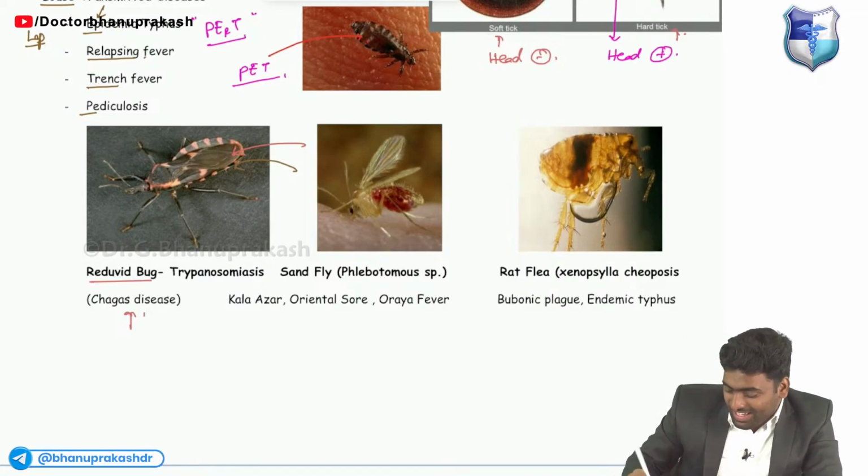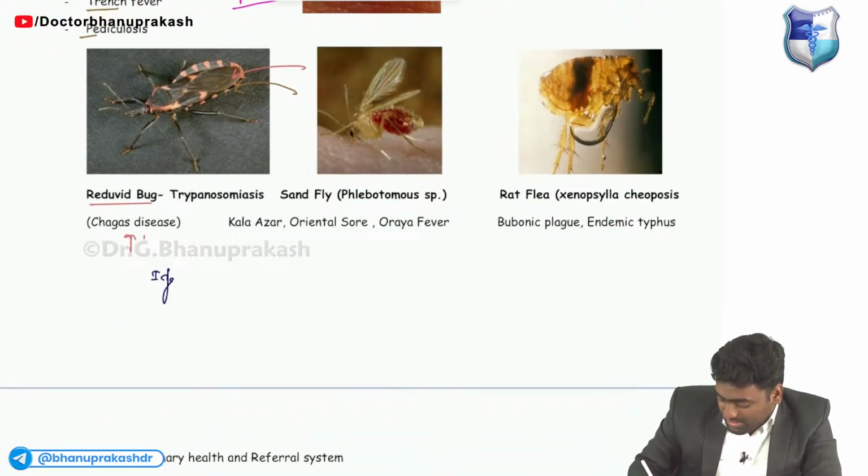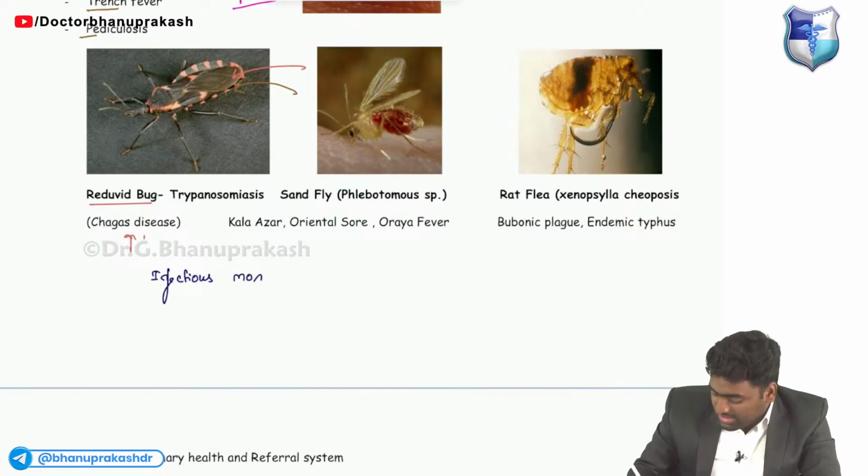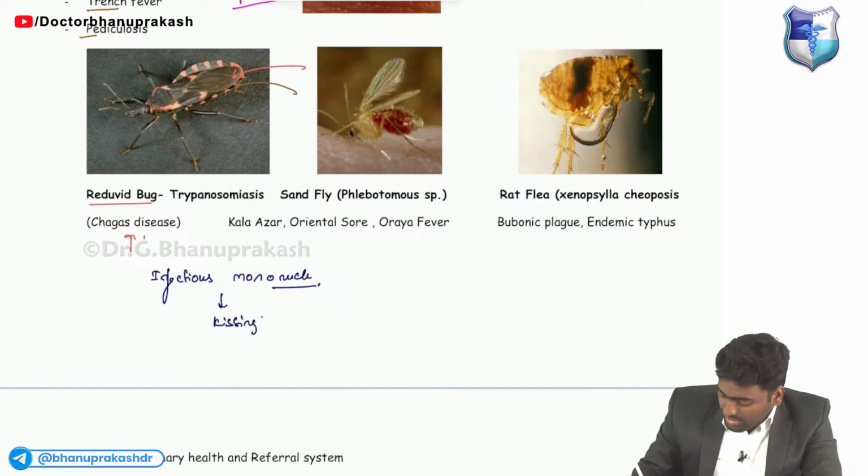It is infectious mononucleosis. By this abbreviation, we'll call it Kissing's disease. Okay, Kissing's disease.